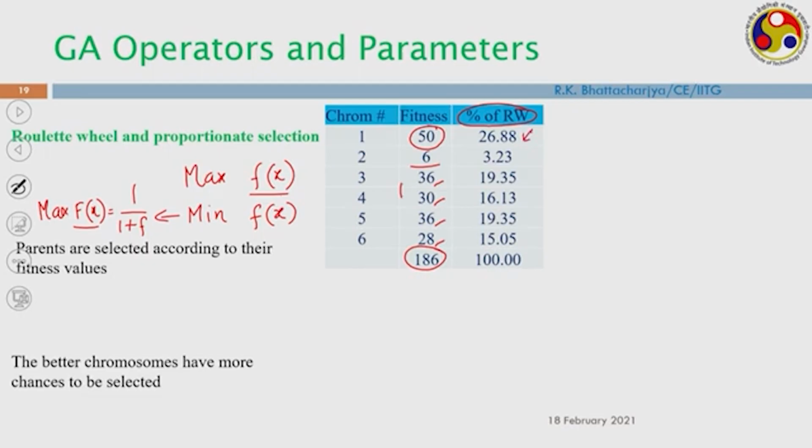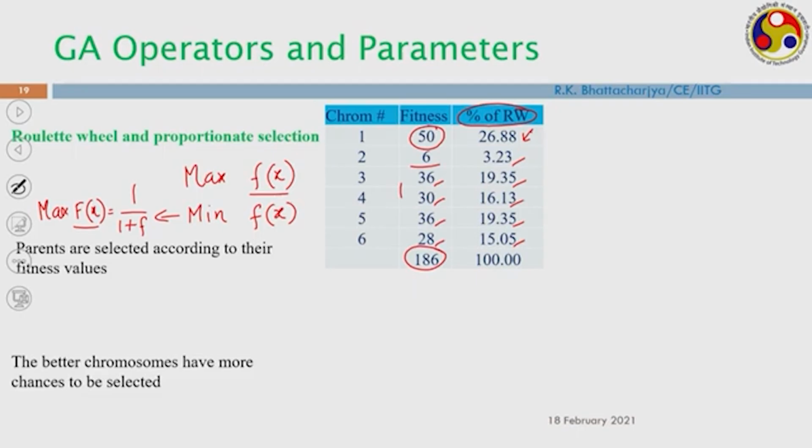So this is basically 50 divided by 186 into 100. Okay, so I am getting 26.88. Then for the second one, 6 divided by 186 into 100, I am getting 3.23. Then for the third one I am getting 19.35, and the fourth one 16.13, then 19.35, 15.05, and the total is 100%.